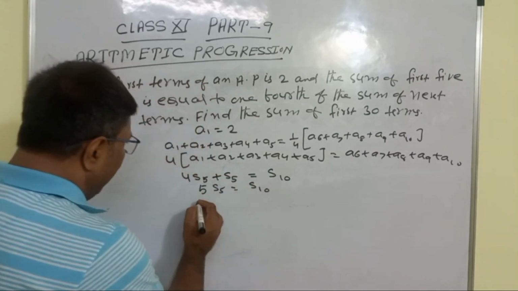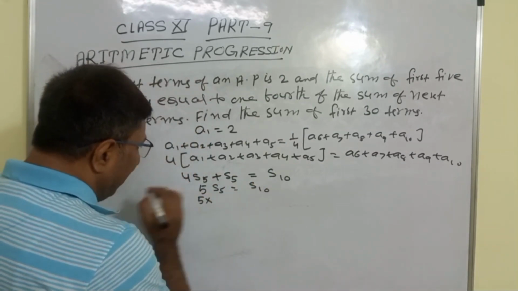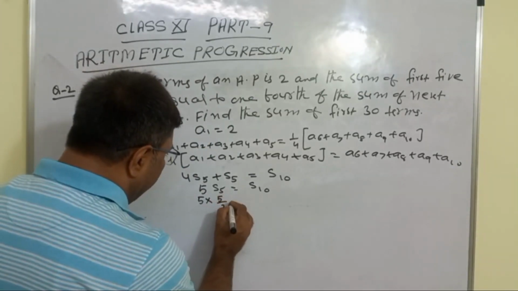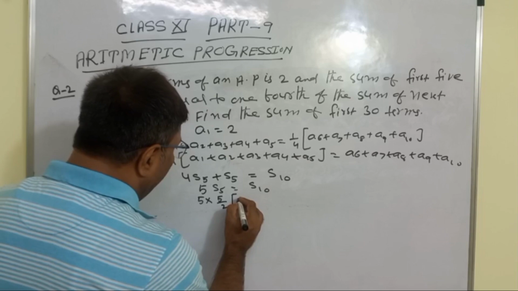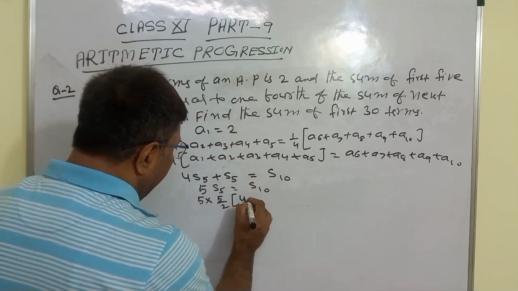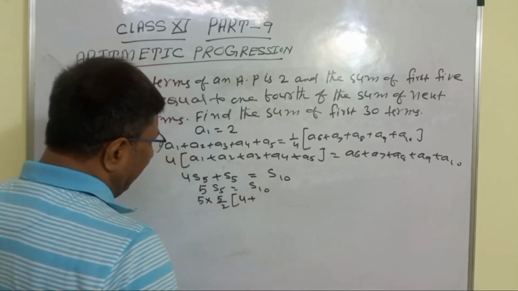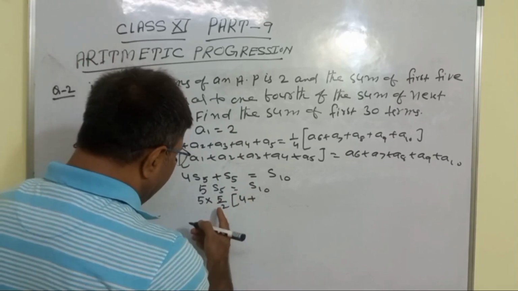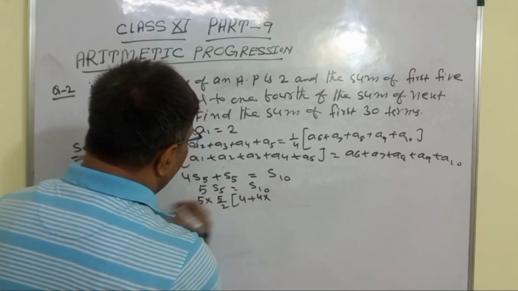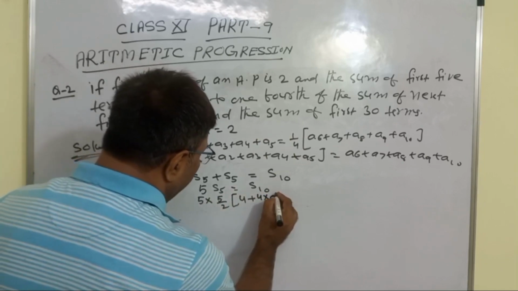So you know the formula. S5 is what? Sn is n by 2 into 2a plus n minus 1 into d. So this is 5 by 2 into 2a. So a is already given as 2, so 2 twos are 4 plus n minus 1 into d. So n is 5, so that is 4 into d. The common difference is not given.